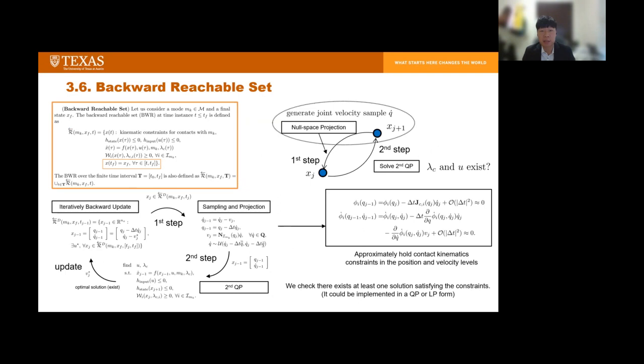Also, we can obtain the backward reachable set by drawing joint velocity samples. We project the joint velocity sample onto the null space of the contact Jacobian to prevent any violation of the contact kinematics constraint. Then we check whether there is at least a pair of input and contact force in the formulated optimization problem. If yes, we can propagate the states backward. Otherwise, we discard the samples. By combining the previous forward reachable set and this backward reachable set, we can efficiently check whether the next contact location is feasible or not.